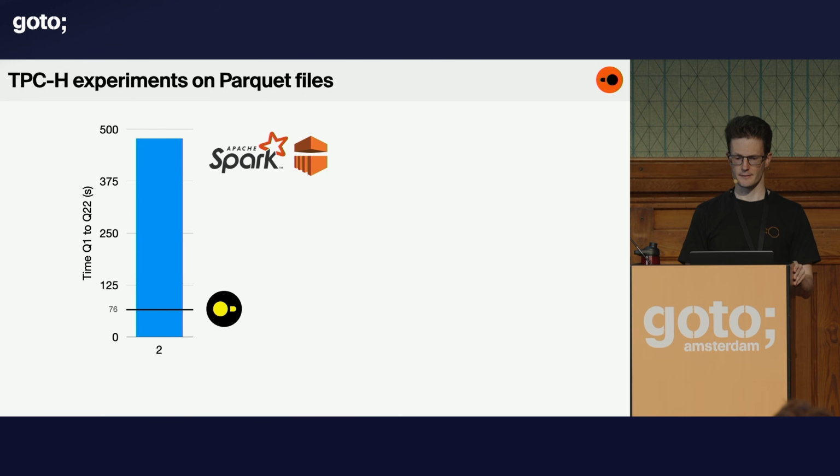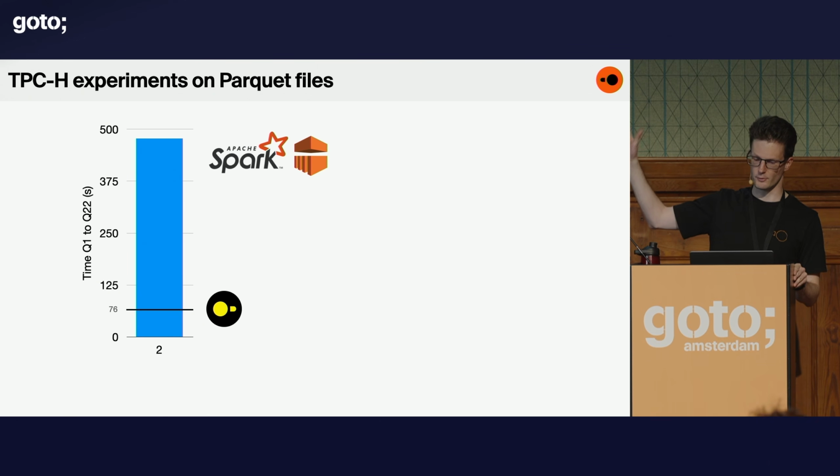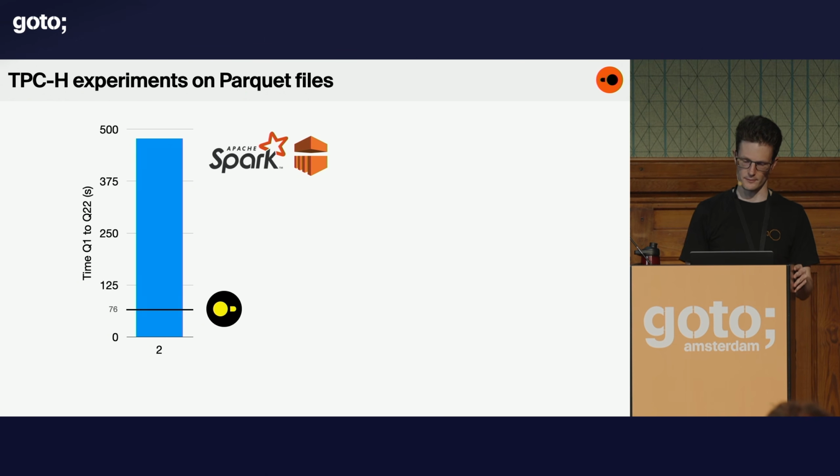This is a slide that Hannes also showed in his talk. This is a TPCH experiment on Parquet files, where it's roughly 40 gigabytes of Parquet files and the TPCH workload from query 1 to query 22. And you can see that Spark on 2 machines is completing it in about 8 minutes, and DuckDB is taking 1 minute and 16 seconds.